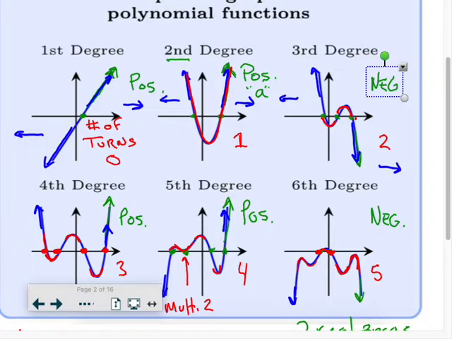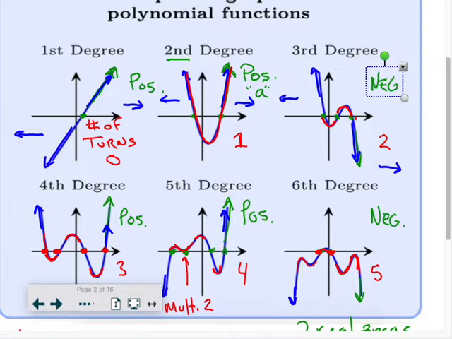And then lastly, when I say zeros, if I accidentally say roots, I'm talking about zeros. Right now we're going to talk about zeros and x-intercepts, right? So I want to focus on odd degrees right now. So we have first degree, third degree, fifth degree, right?